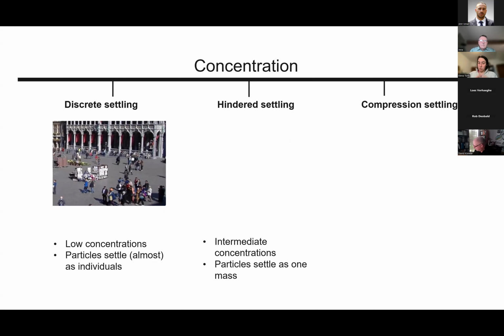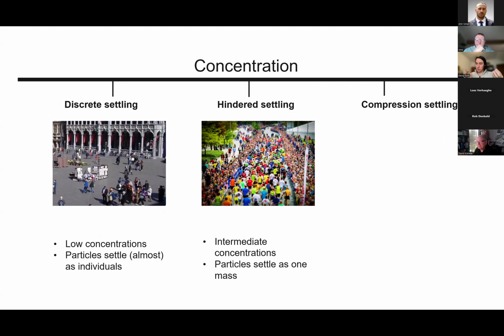Hindered settling will happen at more intermediate concentrations, and there's a lot of interaction between particles, which makes the particles start to settle almost as a single mass. So they will no longer be able to have their individual settling velocities. Doesn't matter if they're faster than the others, they will settle as one mass. You can compare this a bit to a big running event where there's so many people running in the street that it doesn't matter if you are faster than the person next to you or in front of you. There's not really any place to go around them, so you just move with the flow. That's the idea of hindered settling.